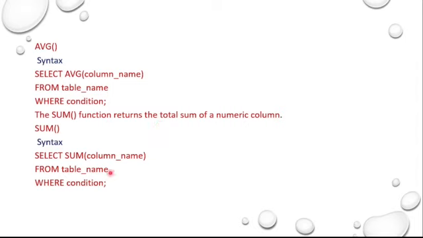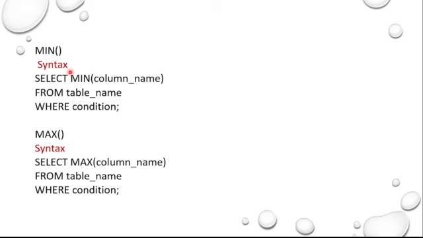So we just add the function name and apply it to a column from the table. And minimum: SELECT MIN(column name) FROM table name WHERE condition. Maximum: SELECT MAX(column name) FROM table name WHERE condition.